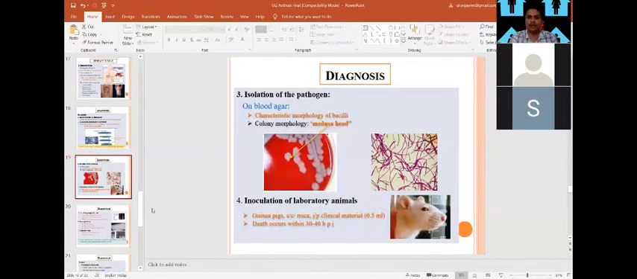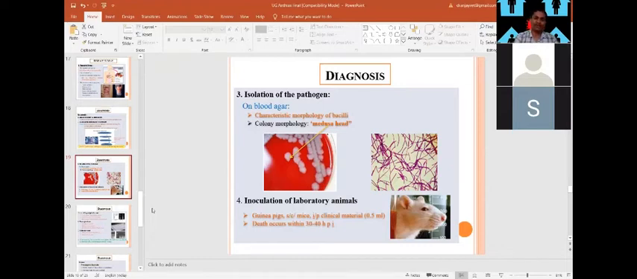Now the third is the isolation of the organism. The isolation of Bacillus anthracis is performed on blood agar, and it has the characteristic morphology of the bacilli. The colony on blood agar, during microscopic examination, gives the appearance of a medusa head. You may have learned previously what a medusa head is. If you have not learned it, then go through the internet or similar sources.